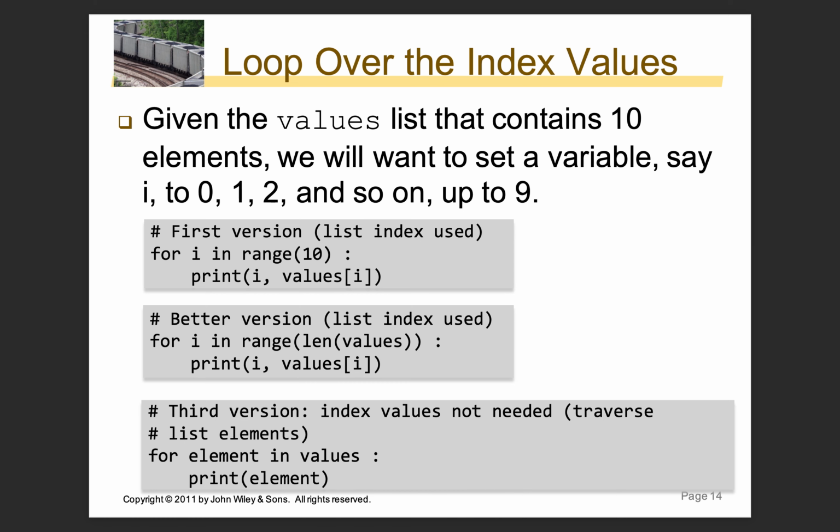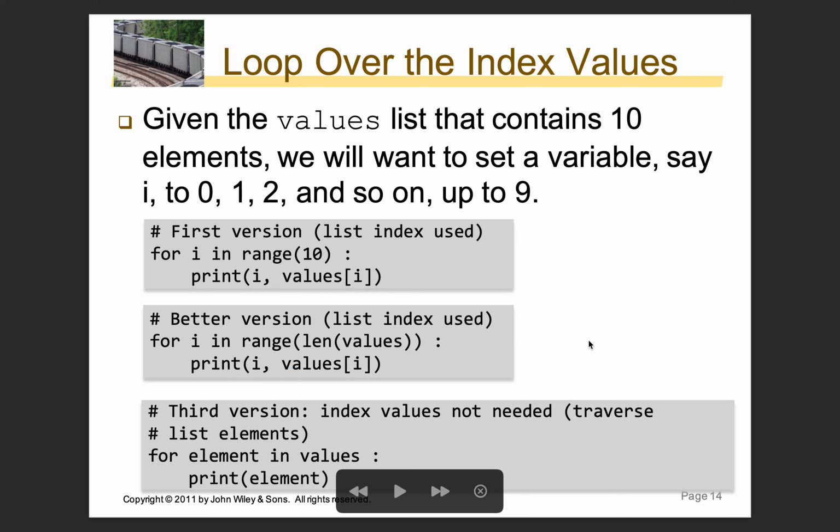A slightly better way of writing that is, instead of having this number 10 just hanging around that we don't really know what it means or what it's referencing, we actually use len values here to give us a better indication. So for I in range len values, we work out the length of the list and we go from 0 up to the length of the list minus 1, and then again we just do print I, comma values I.